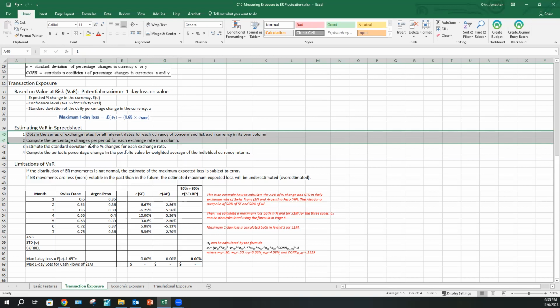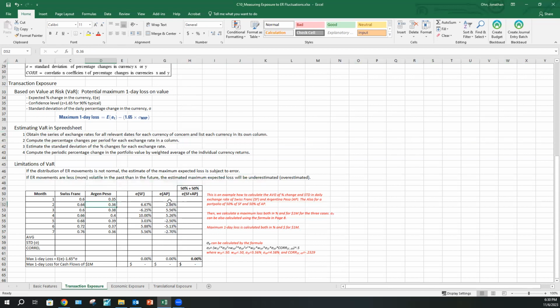Estimate the standard deviation of the percentage changes for each exchange rate. Now, before we go to that, let's calculate the average percentage change, and also for the Argentina peso. You should see the average percentage change for the Swiss franc is quite higher than this one, right? This is the standard deviation. Standard deviation is the risk limit.